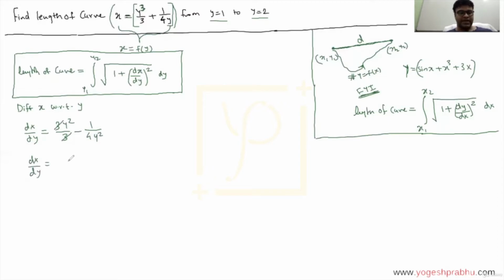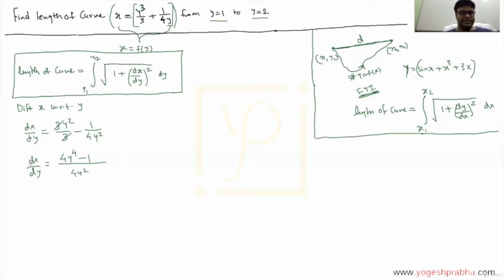Let's do these steps very carefully. This is y square, I'll cross multiply. This will become 4y raised to 4 minus 1 divided by 4y square. Just check if it is correct. Yes, 4y raised to 4, the cross multiplication, minus 1 divided by 4y square. This is dx by dy as of now.